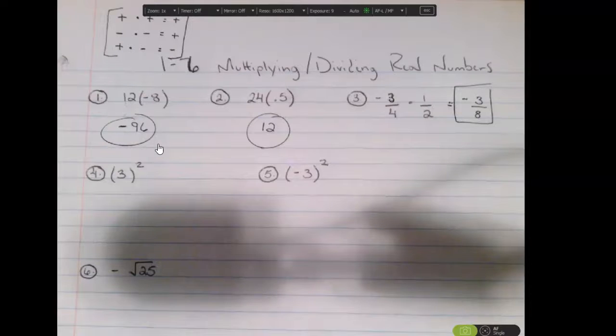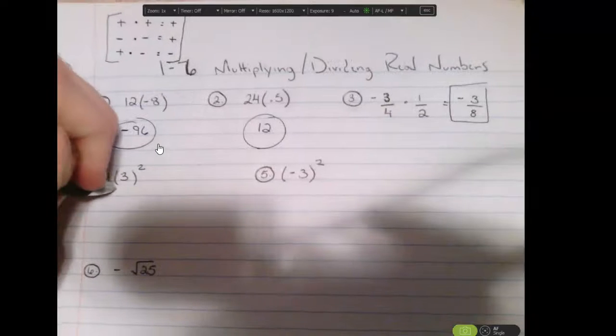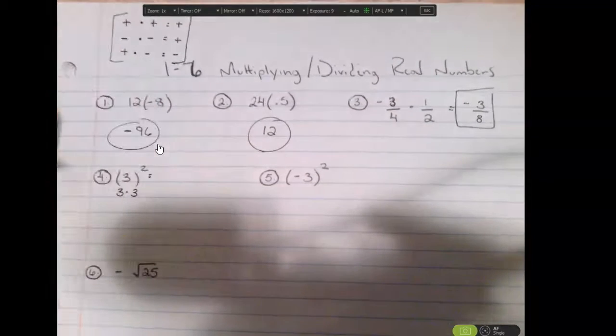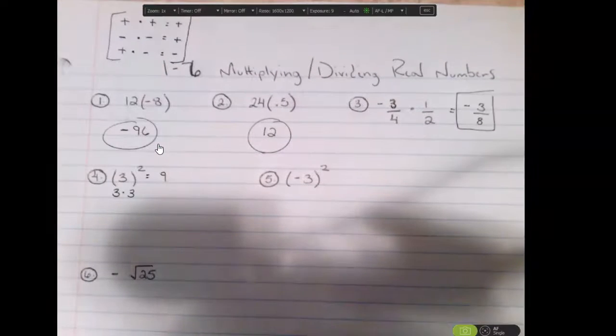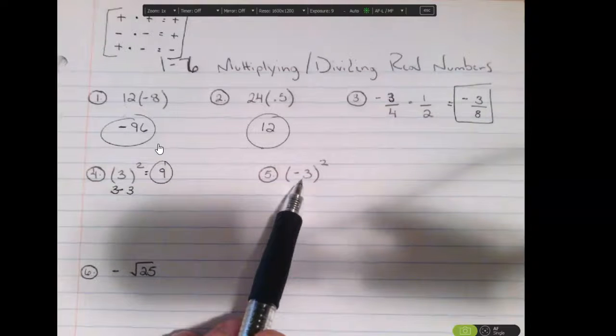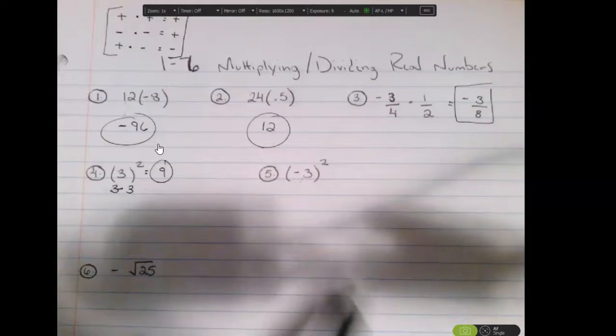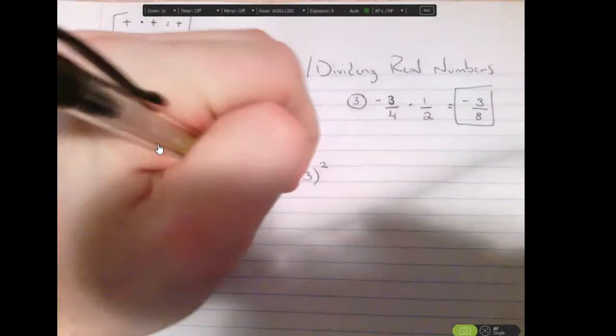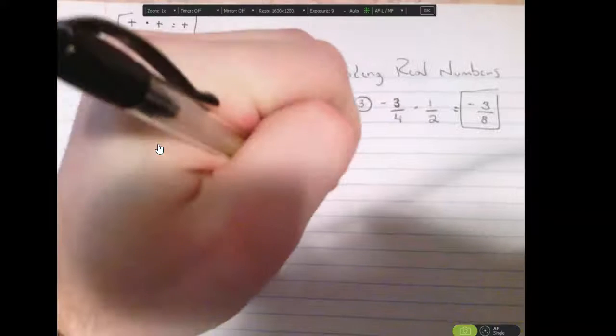Now, the next two questions, guys, these are going to be the ones that may be a little new to you, but if you think about it, it really makes sense. So if I have 3 squared, I think we've already talked about this, but that's the same as writing 3 times 3. So 3 squared would be 9. What if I had negative 3 squared? What would negative 3 squared be? Well, ask yourself again, what does that mean? Well, guys, it means negative 3 times negative 3.